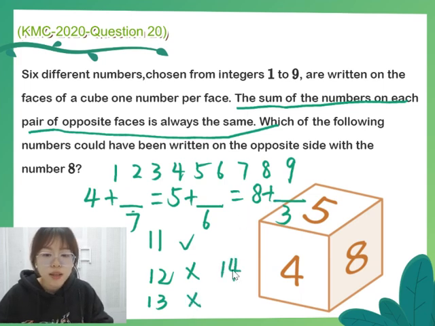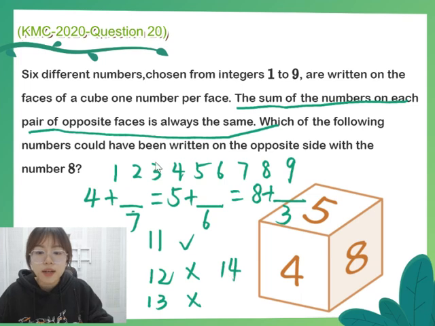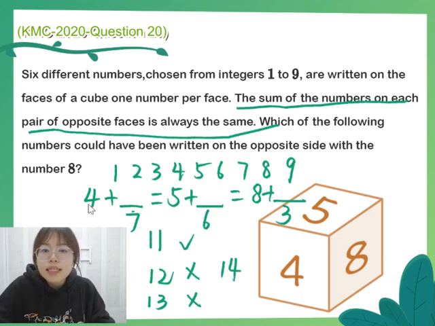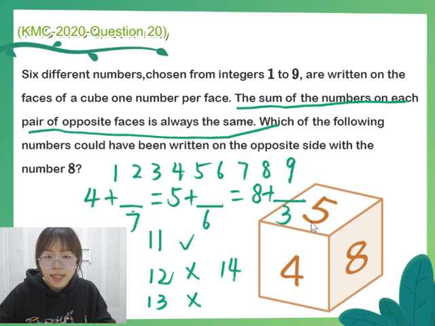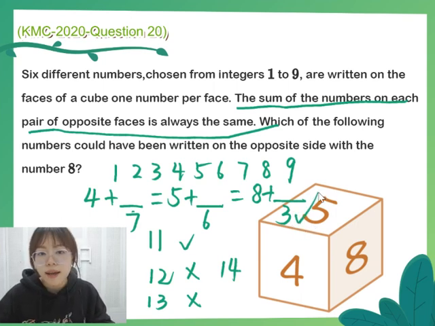What about 14? Yeah, 14 is too big, because 4 needs a 10 to make 14, but we don't have 10. So it can't be larger anymore. So 11 is the final answer, and we can know that the opposite side of the 8 should be 3. Okay, I think the option is A. Yeah, it's A, so it should be 3.